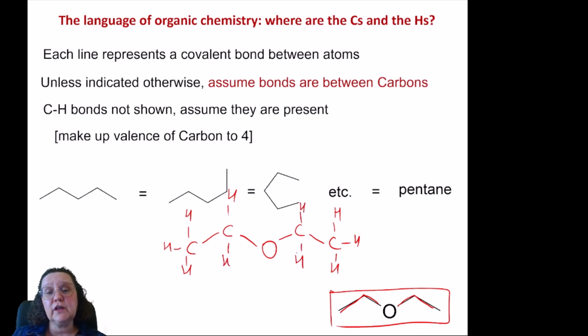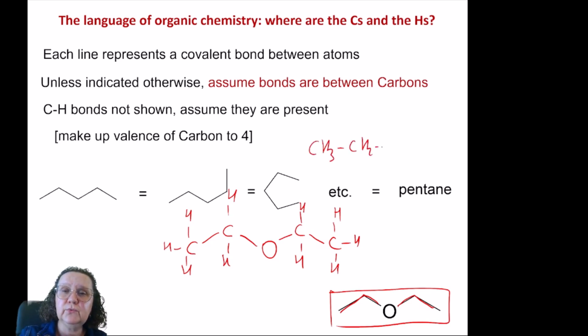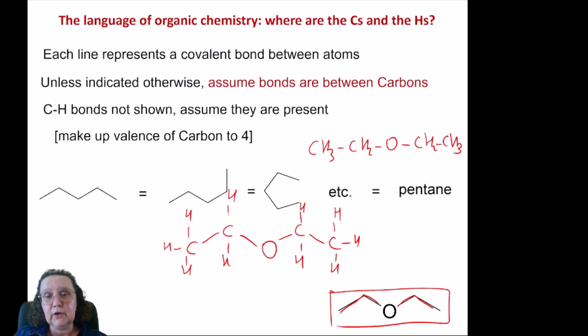And if I want to draw that molecule in a slightly more condensed structure, I will write CH3, CH2O, CH2, CH3. And that's diethyl ether, or what we typically call ether. So even if I write those H3 and those H2 together, I know that the bonds are between the hydrogens and the carbon they are next to.